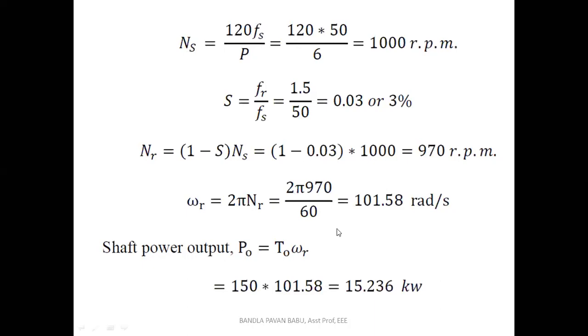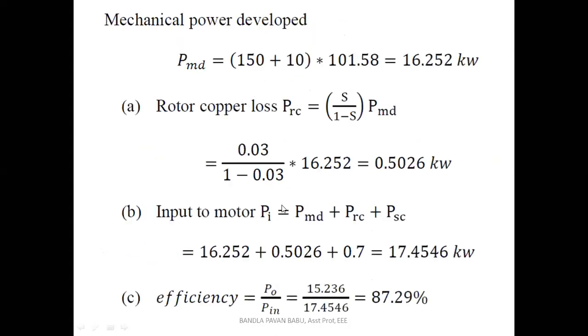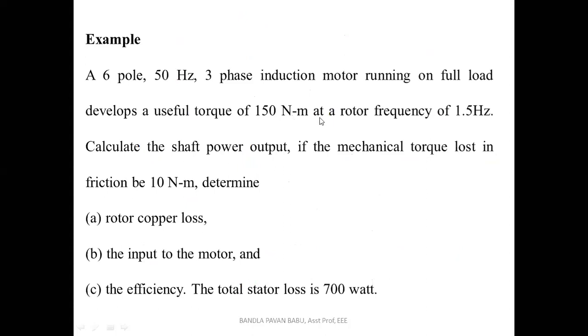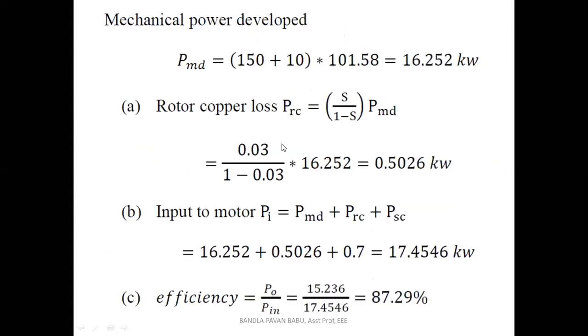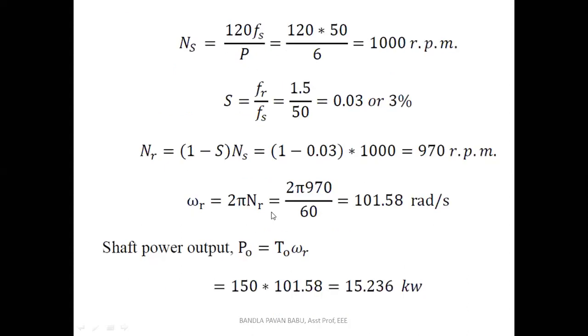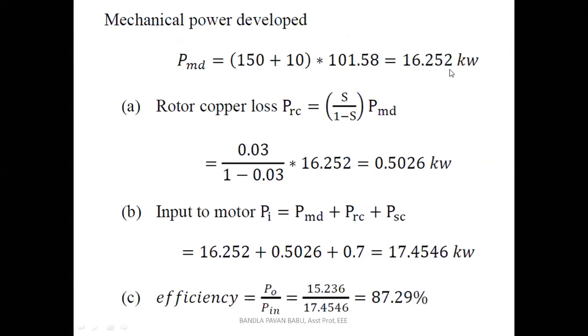Substituting that in order to find out the shaft power, because P equal to T into omega, we get 150 into this value. We get 15.236 kilowatts. Okay, so they have asked to find out the mechanical power. So mechanical power developed is, what is the given data there, 150 Newton meters, plus they have given that friction losses will be 10. So after the shaft rotates only there will be some frictional losses. So the total power developed here is 150 plus 10 into omega, so 101.58. So we get 16.25 kilowatts.